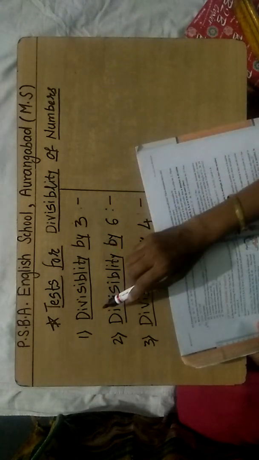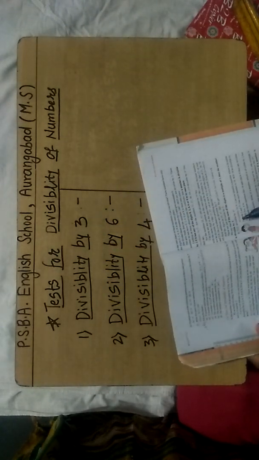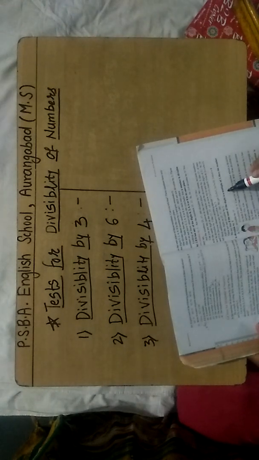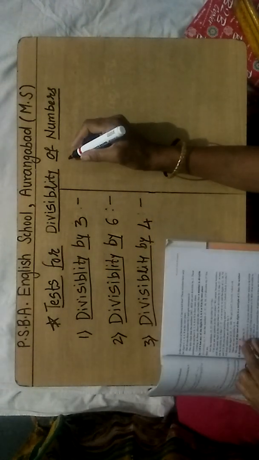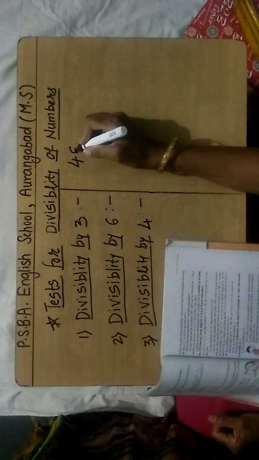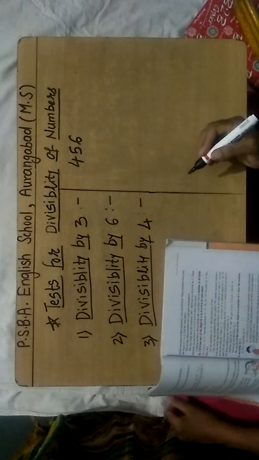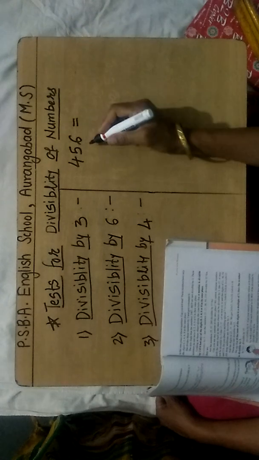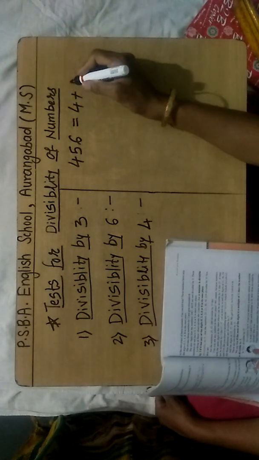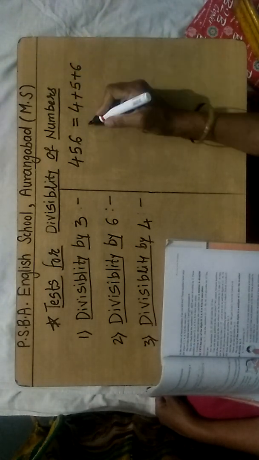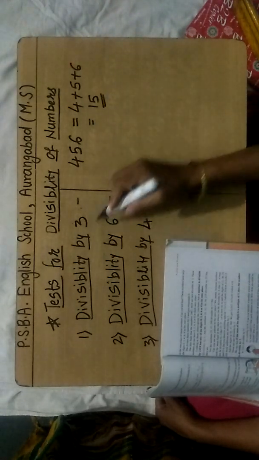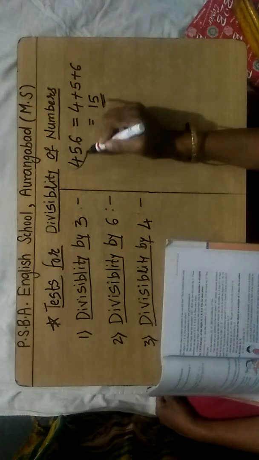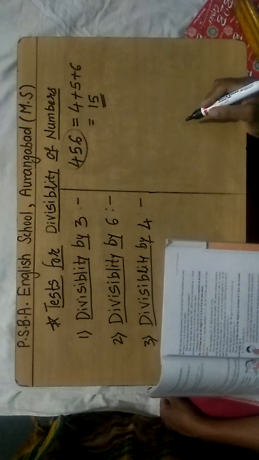Next is divisibility by 3. It is given in the textbook. If the sum of the digits is a multiple of 3, then the number is divisible by 3. What does it mean? If any number is given to us, suppose 456, and we take the sum of the digits, that is 4 plus 5 plus 6, the answer will come 15. Now 15 is divisible by 3, therefore the whole number 456 will be divisible by 3.